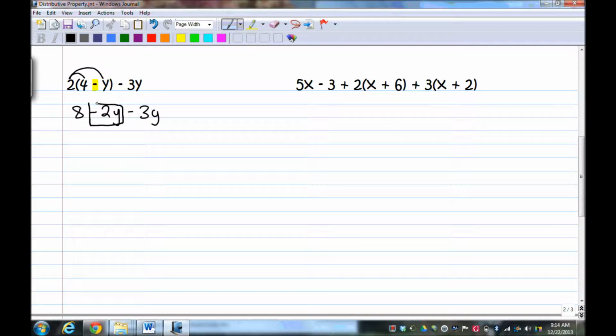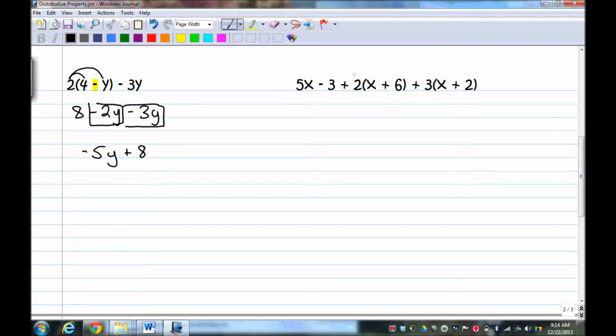Here are my like terms. I have negative 2 and a negative 3 give me a negative 5y. And then the 8 is a positive 8. So negative 5y plus 8. Now, I want you to pause the video and try doing this next one on your own, because it's a doozy. Go ahead and pause the video and try it.